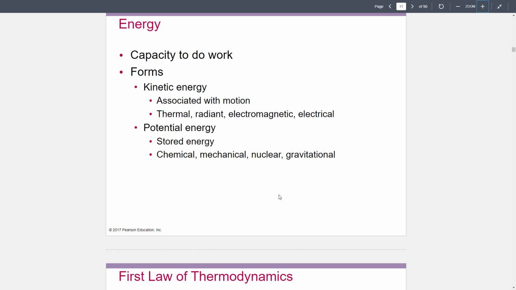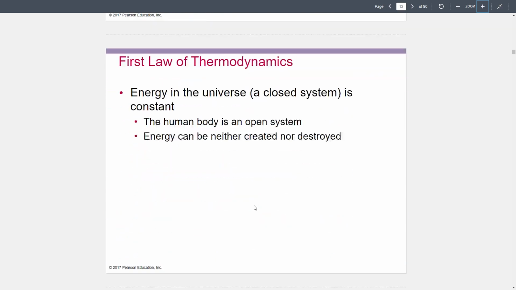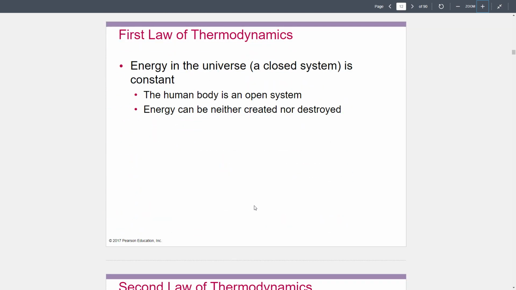Potential energy is stored energy. So this is going to be your chemical, mechanical, nuclear, gravitational. They all have the potential to do something. Which means, if we're talking about energy, we have to get into the first and second laws of thermodynamics. The first law is that energy in the universe, considered a closed system, is constant. You can neither create it nor destroy it. It is neither added nor removed. That is a closed system.